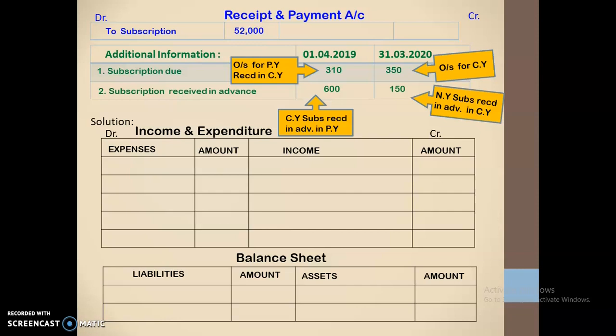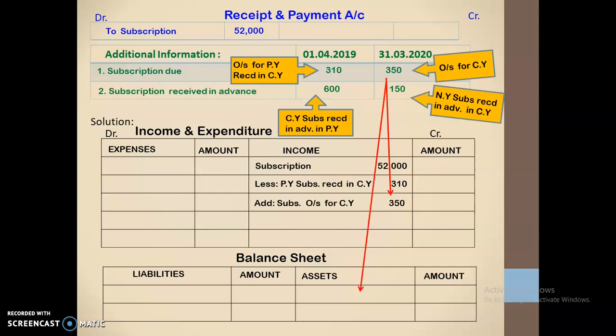Now this 52,000 subscription given in the receipt and payment account, we will show it on the income side of income and expenditure account in the inner column, as we have to do all the adjustments. Now rupees 310 as subscription received for the previous year, we deduct it from the subscription as it is not your current year income. Then 350 rupees is your current year income. We add it in the subscription. The second effect will be shown on the balance sheet asset side, outstanding subscription for current year.